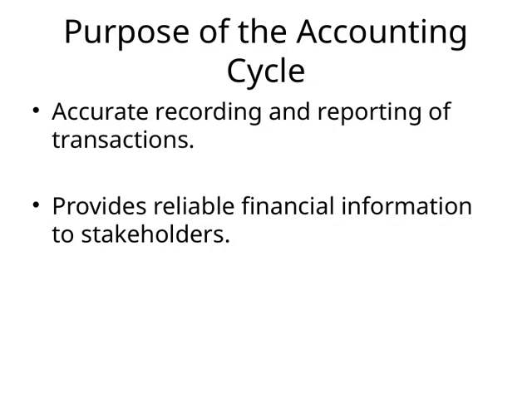Now, let's talk about the purpose of the accounting cycle. At its core, the main goal is to ensure that all transactions are recorded accurately and reported properly. This isn't just about keeping numbers in order. It's about creating a clear, truthful picture of a company's financial activities. When done correctly, it helps us maintain reliable financial information, something that's essential for making informed decisions. Stakeholders like investors, creditors, and managers rely on this accurate data to assess the company's health and make strategic choices.